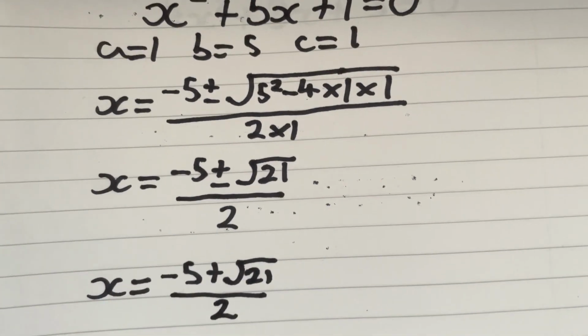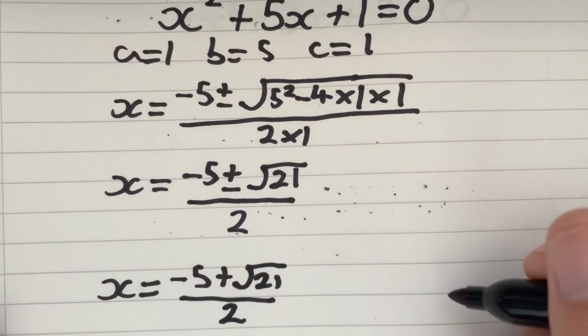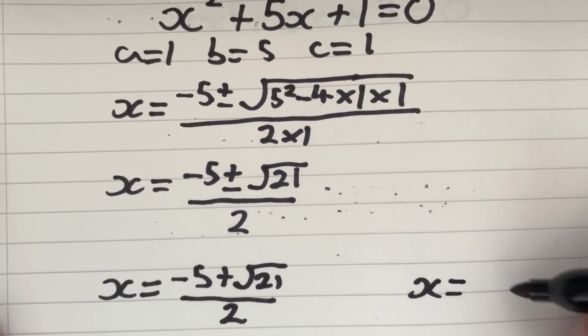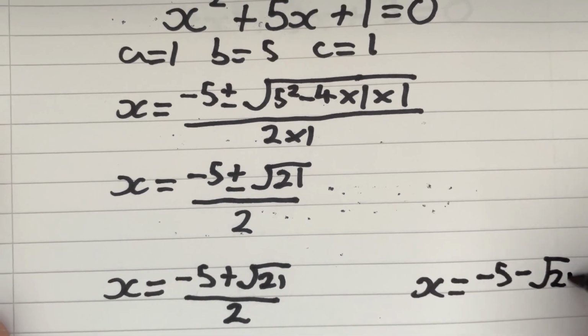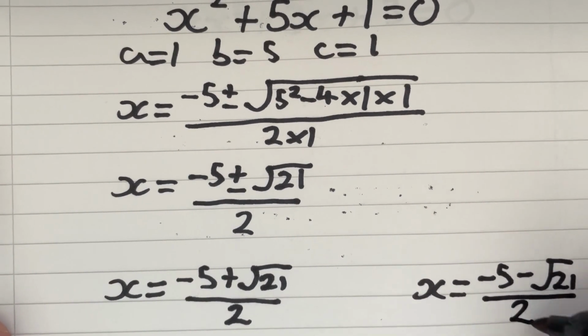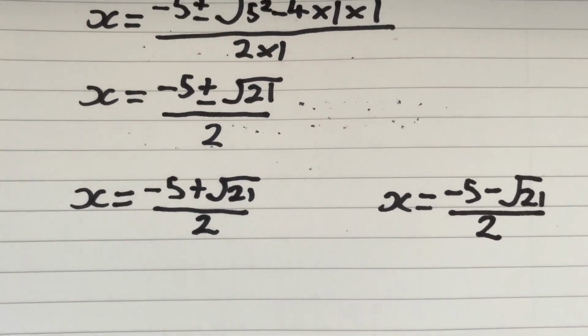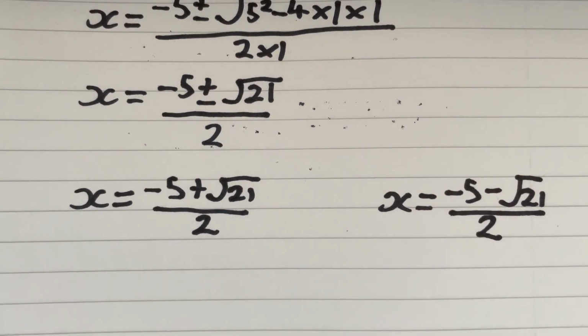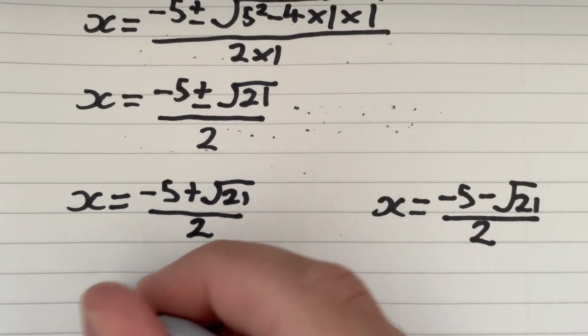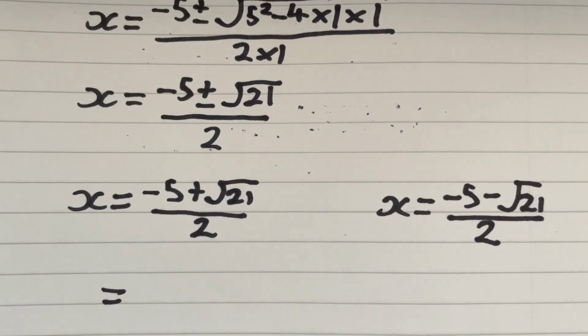And our second solution would be x equals minus 5 minus the square root of 21 over 2. And now if we were asked to in the question, we could leave these as decimal answers by using a calculator. So let's say if we were asked to 2 decimal places, what we can do is say with this first one, we'll put it into our calculator.